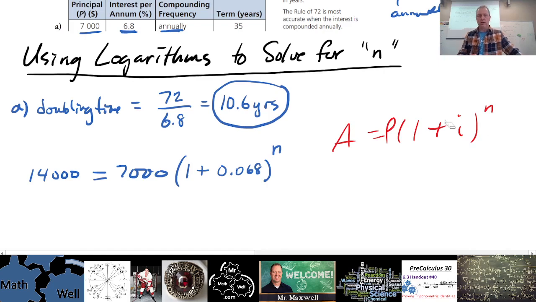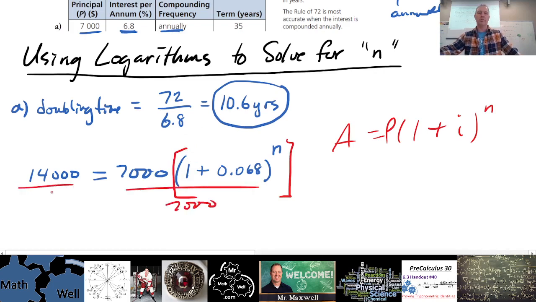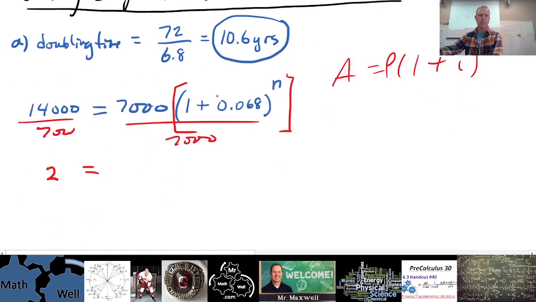So let's go over the math here to do this. What we want to do is isolate n. So first of all, we're going to try and isolate this part, so we want to get this all by itself on one side. So we're going to divide both sides by 7,000. So this is going to be 2 over here equals 1.068 to the power of n.